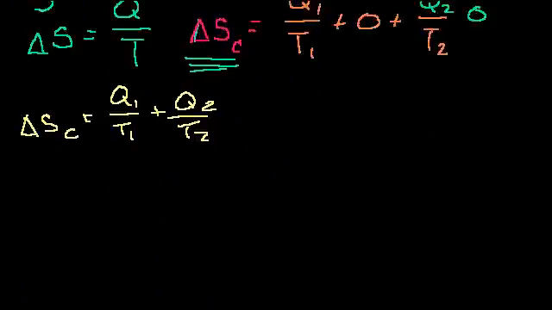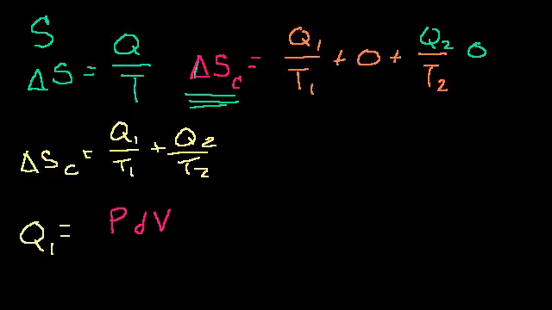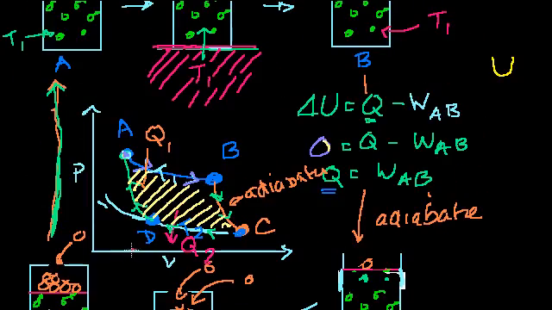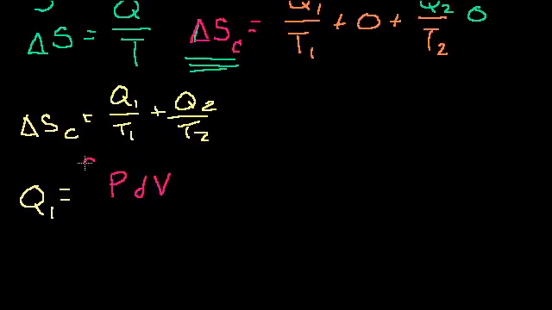Let me do a little aside here. Q1 is equal to the work done as we went from A to B. And work, remember, can just be written as pressure times change in volume. We're going to do a little calculus here, so I'll write dV for a small change in volume. This dV times pressure makes a little rectangle, and then we sum up all the rectangles from our initial volume, VA, to our final volume, VB.